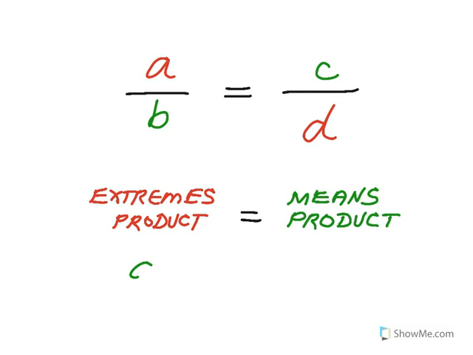So in other words, A times D is going to be equal to the product of B times C, or C times B. And we can use this to solve equations. We cross multiply, and we can have values in these positions and variables and solve algebraically for the value of a variable.